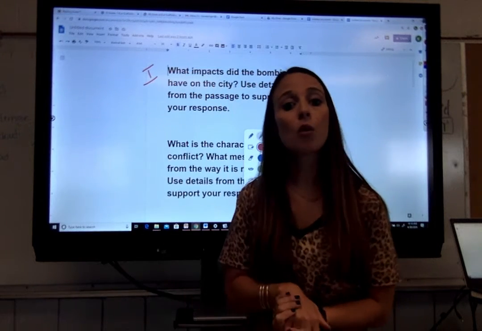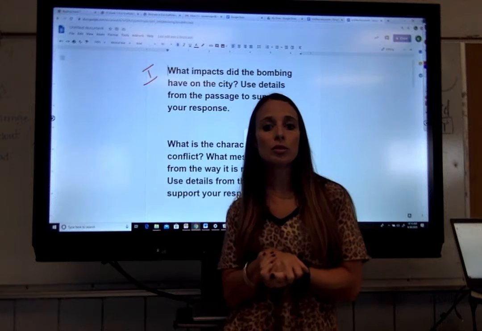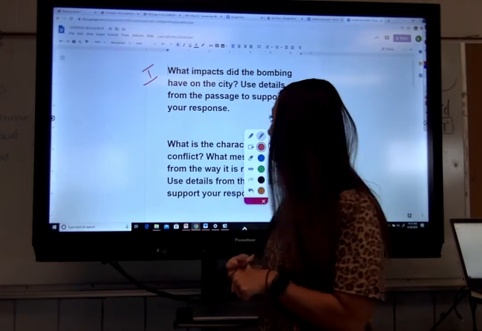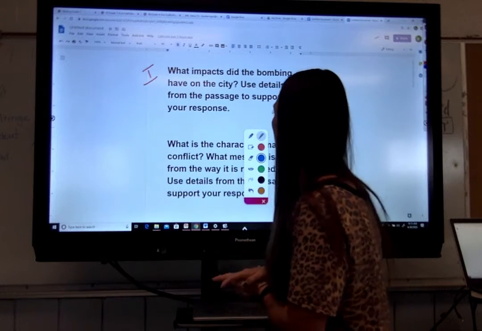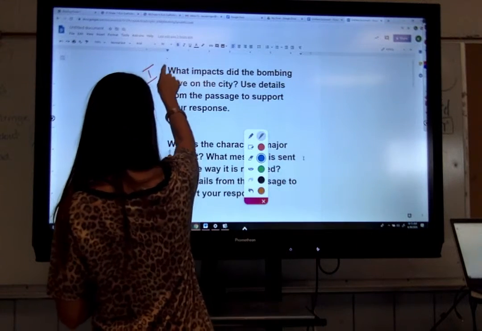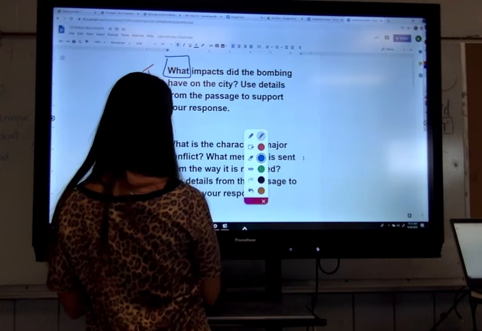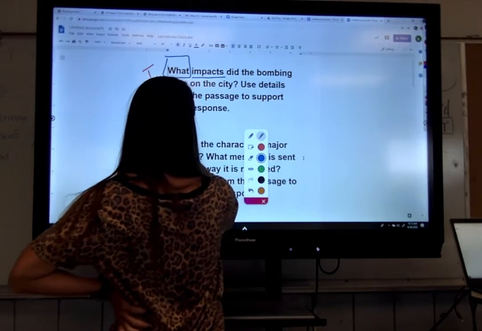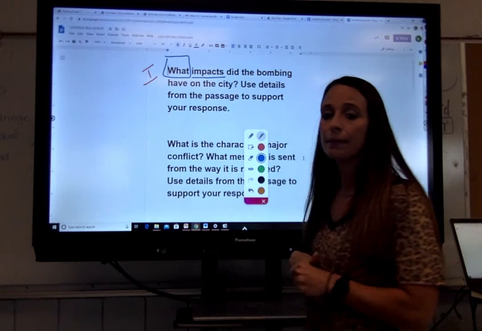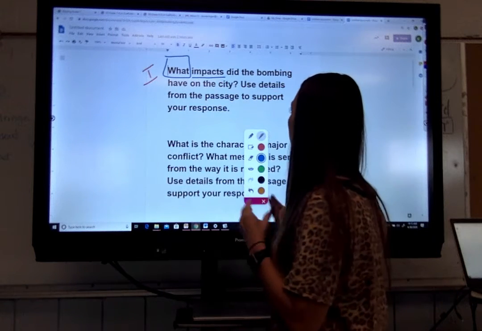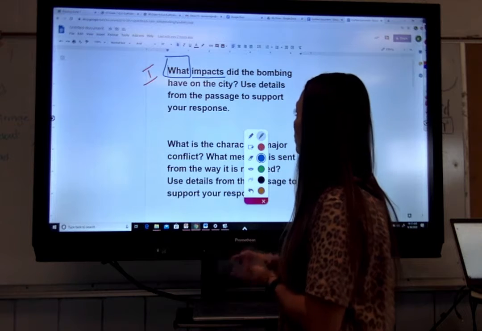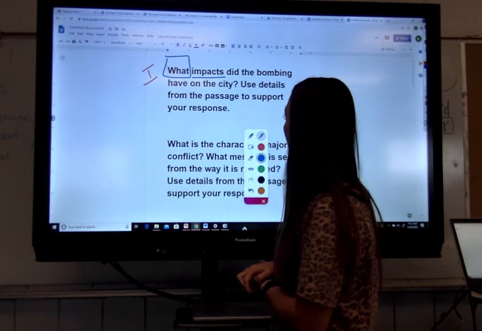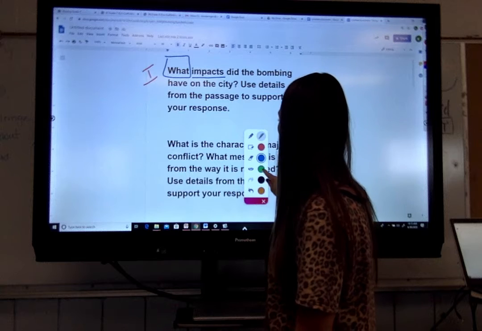And remember, with informative writing, we use the RACE strategy, but we have to first identify the jobs. So let's look for our verb here. Well, our verb is what, and let's look at our keywords here. Impacts, and so we're looking for the word impact. Impact means, how did it affect? Did the bombing have on the city? So let's look at this, how many jobs it would be. Well, there's a key word here.